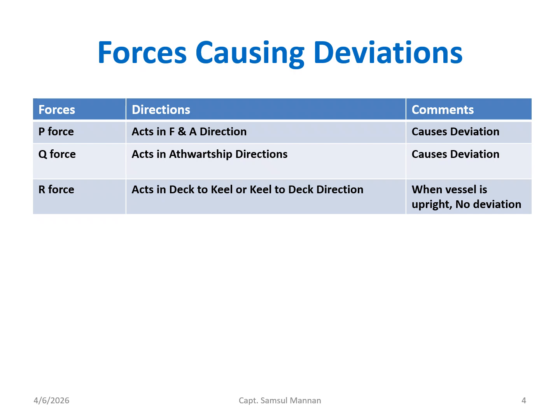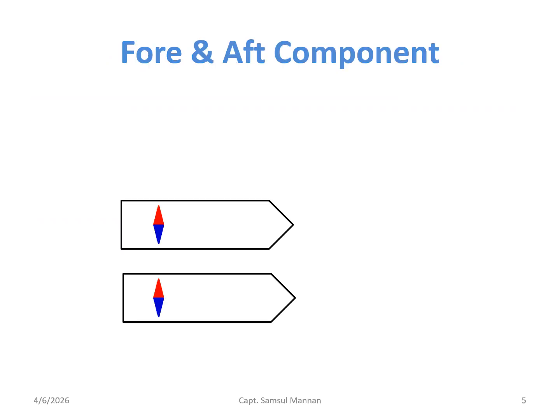The P force will act in the fore-and-aft direction and it will cause some deviation. The Q force will act in the athwartship direction, it will also cause some deviation. However, the R force will act in the deck to keel or keel to deck direction, but when the vessel is upright there will be no deviation. How this deviation will occur we'll see in the following slides.